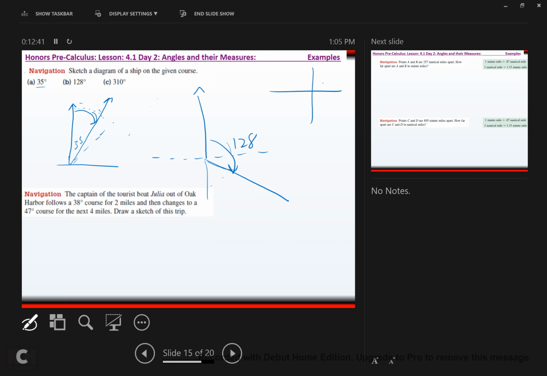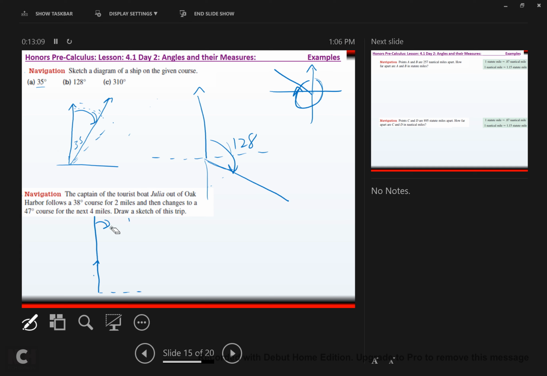And then your 310, again, here's your nautical north. All the way around would be 360. So 310, maybe about right there. This one is a little weird. You start off and you go at a course of 38 degrees for about 2 miles. So from nautical north, you head off this way, going 38 degrees from nautical north for 2 miles.